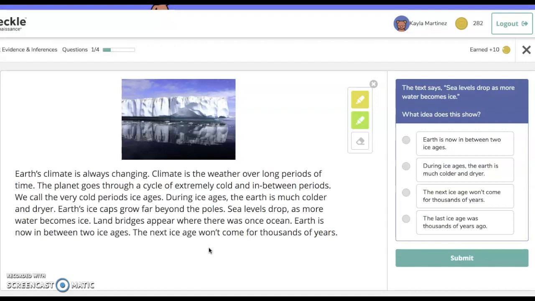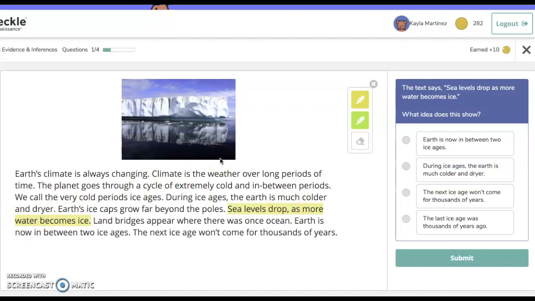Interesting. All right. Our question says, the text says, sea levels drop as more water becomes ice. What idea does this show? First, we should be going back and finding where that sentence is. And if I look back, I'm going to see it's right here. Sea levels drop as more water becomes ice. So that's where that sentence goes. What idea does this show? Well, if I look around that, it says that during the ice ages, the earth is much colder and drier. Earth's ice caps grow far beyond the poles. So sea levels drop as more water becomes ice.